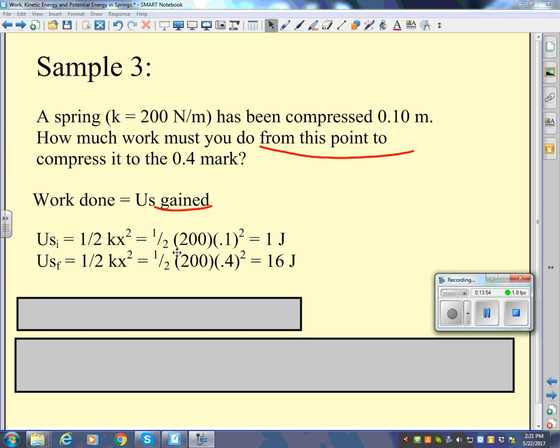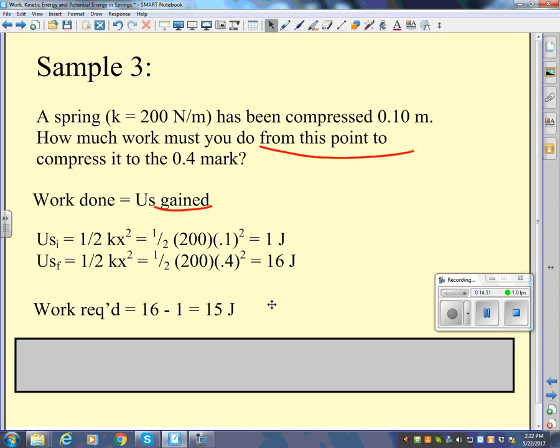This is 1/2 times 200, and the distance is 0.1. That's the initial distance that was compressed. And if you work that math out, you get 1 joule. So that's how much energy was in the spring to begin with. And then the final spring energy is at 0.4, so that's USF, final spring energy, 1/2 kx squared, 1/2 times 200 times 0.4 squared, and you get 16 joules. So it started with 1 joule of energy stored in the spring, and it ended up with 16 joules of energy at the end, which means how much work did you do? You did 15 joules. Okay, so that's how you do something like that.